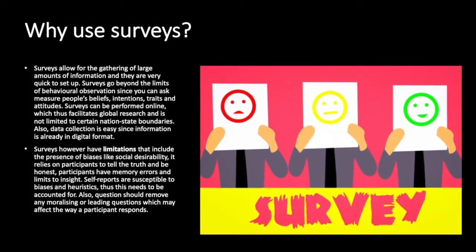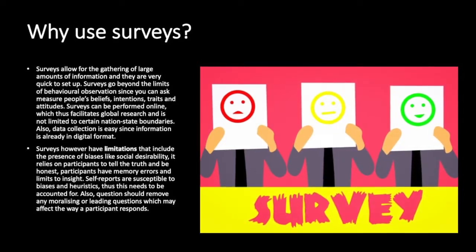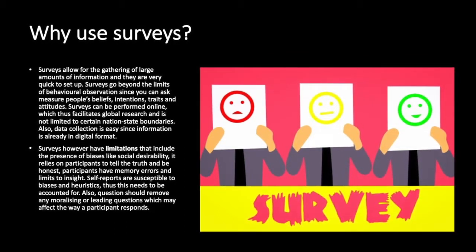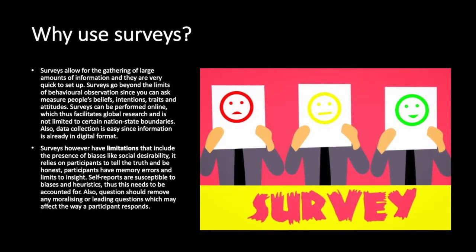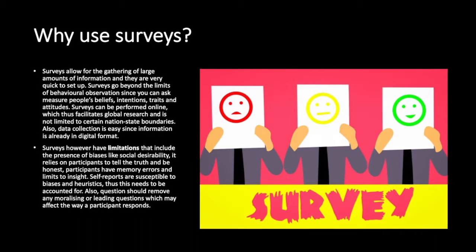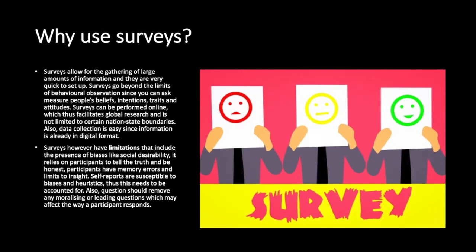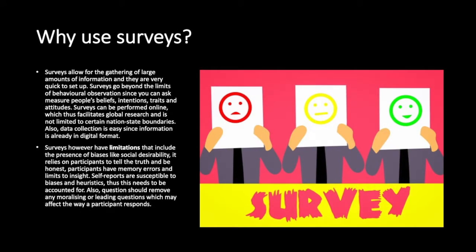Surveys, however, have limitations that include the presence of biases like social desirability. It relies on participants to tell the truth and be honest. Participants have memory errors and limits to insight. Self-reports are susceptible to biases and heuristics, thus this needs to be accounted for. Also, questions should remove any moralizing or leading questions which may affect the way a participant responds.